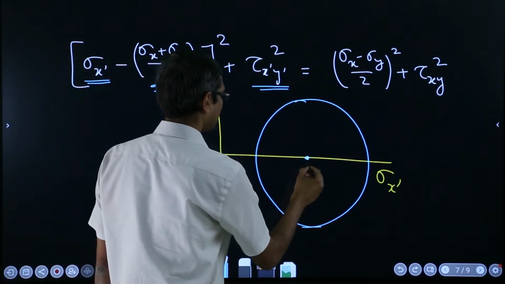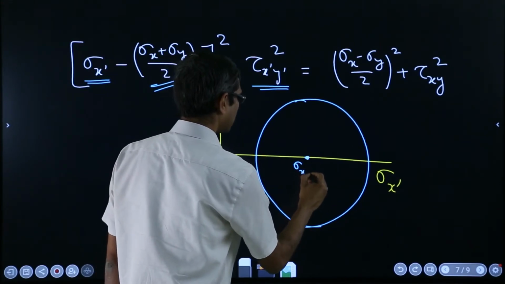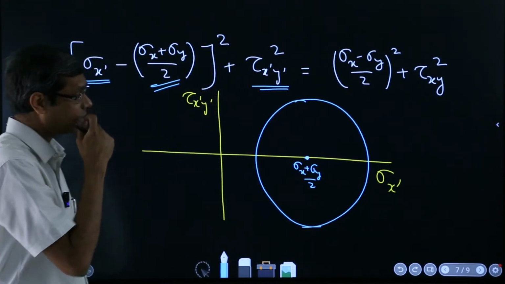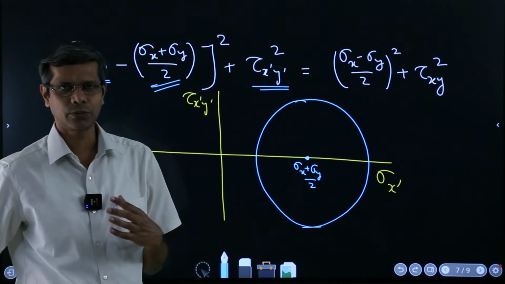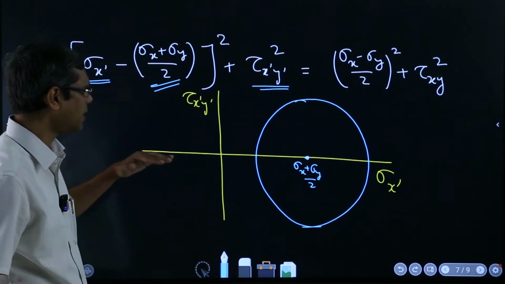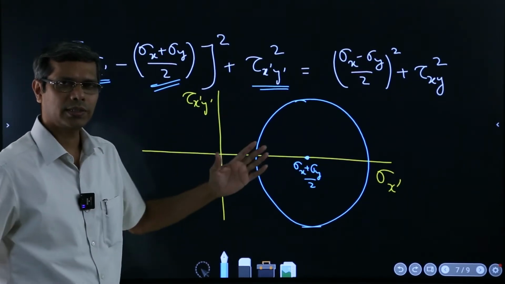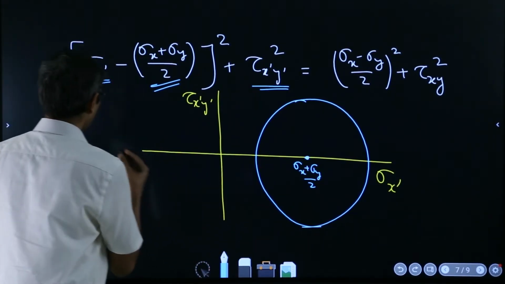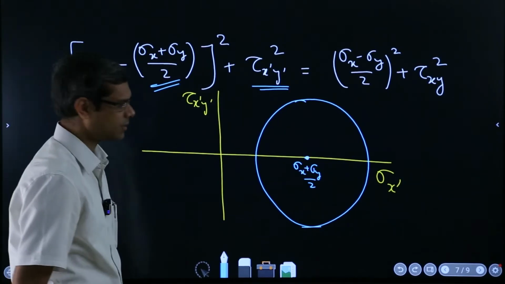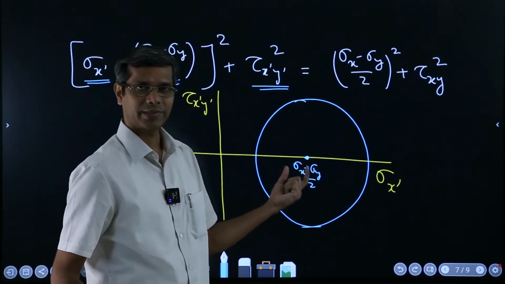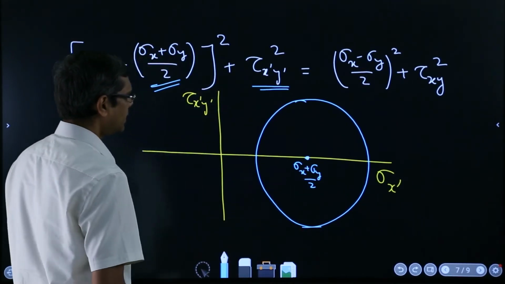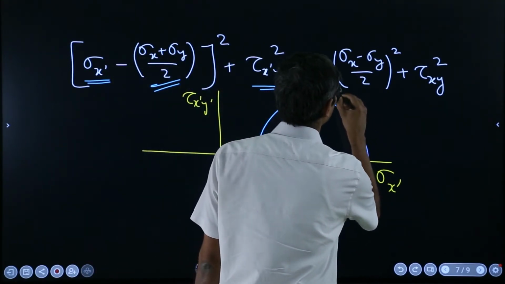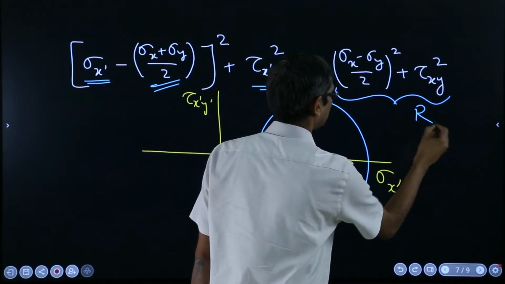That means it's sigma x plus sigma y over 2. For this segment of discussion, we will try to correlate all these things with respect to the measurement by using the strain gauges. That means when you measured with the strain gauge the sigmas, you got sigma x, sigma y. So, the average value of that is the center, and the radius is this. So, this is the radius of this circle.